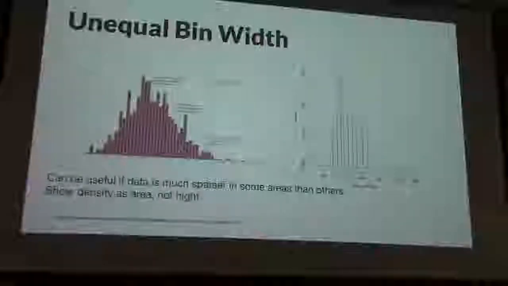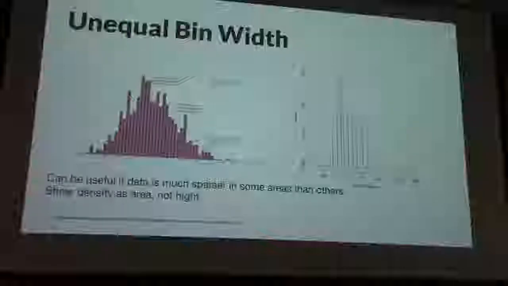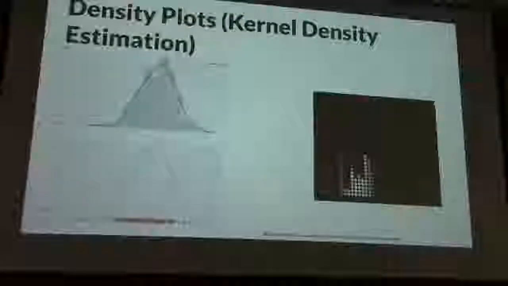Here's an example of how that would look. You see a strong peak here for about the standard burrito, I would say, and then there are these valleys. But frankly, I haven't seen these unequal bin width histograms in practice. They can be useful if the data is very sparse in certain regions and dense in others, but I'm not particularly convinced that they're super useful.